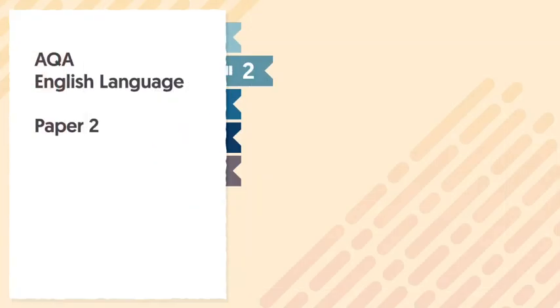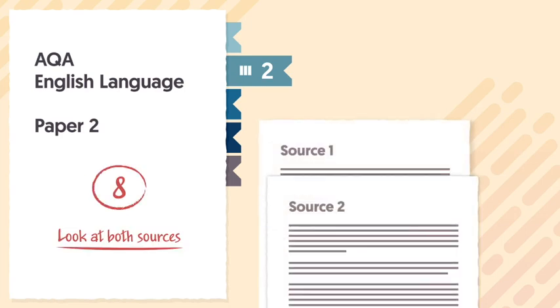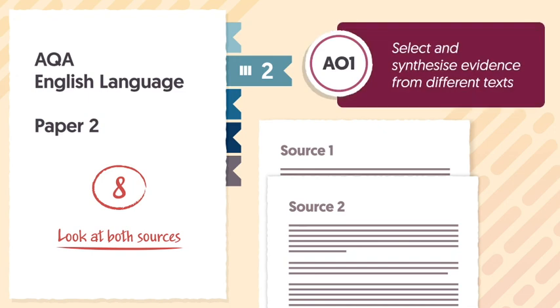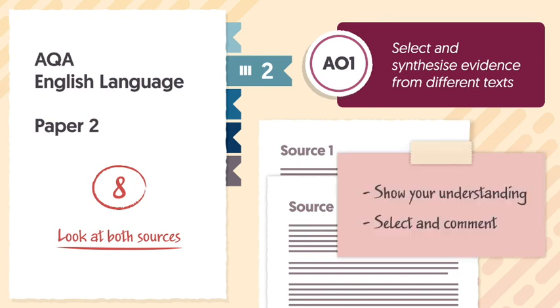In this video, we're going to talk through how to approach AQA English Language Paper 2, Question 2. This question is worth 8 marks and requires you to look at both sources. It examines the second part of Assessment Objective 1 and requires you to select and synthesize evidence from different texts. This means you need to show your understanding of the information you've read in 2 sources, selecting and commenting on evidence you select from both texts in relation to the focus of the question.